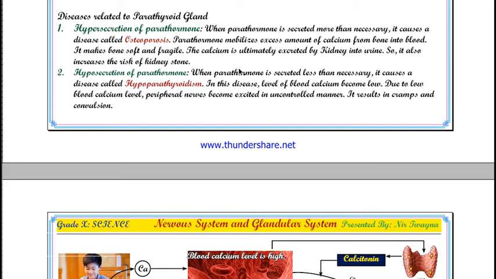Okay, look here. When parathormone is secreted less than necessary, it causes a disease called hypoparathyroidism. In this disease, level of blood calcium becomes low. Due to low blood calcium level, peripheral nerves become excited in an uncontrolled manner. Peripheral nerves are the nerves which supply the muscles. It results in cramps and convulsion. Convulsion means unconsciously twitching of your muscles.